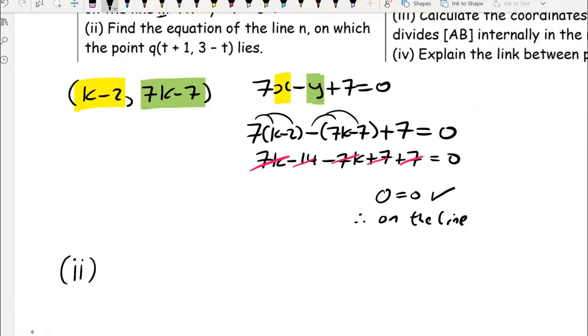Part 2. Find the equation of the line N on which the point Q (t + 1, 3 - t) lies. We can't fully do this because we need two things for the equation of a line. We need a point and a slope, but we'll go as far as we can with what we have.